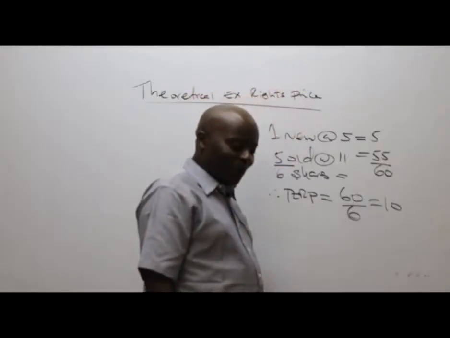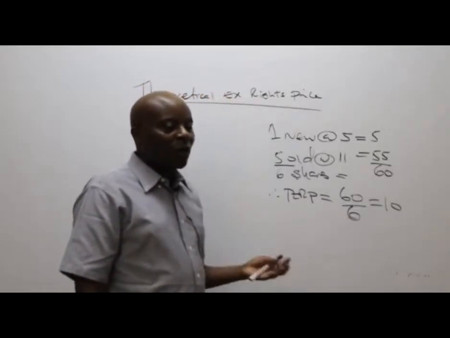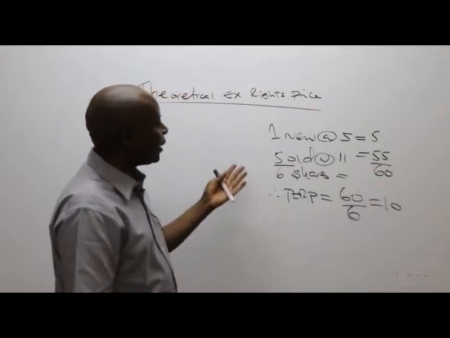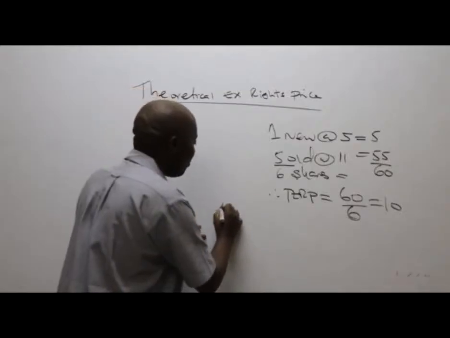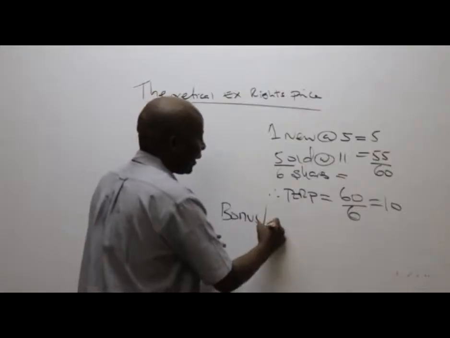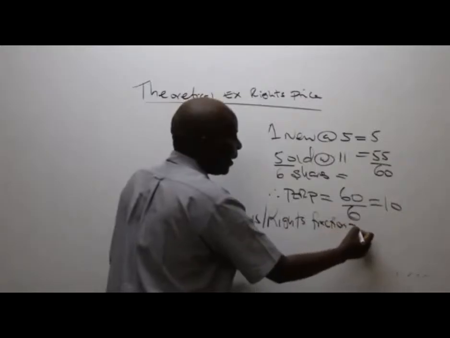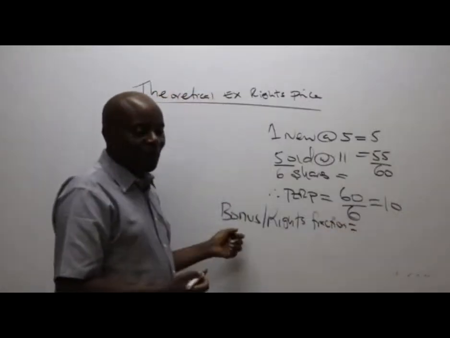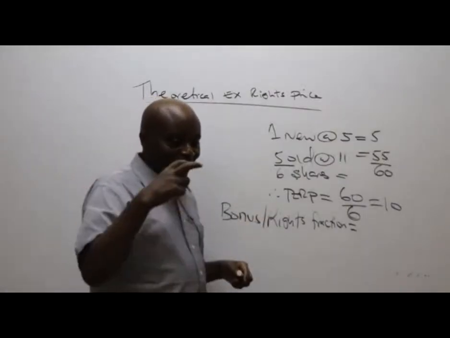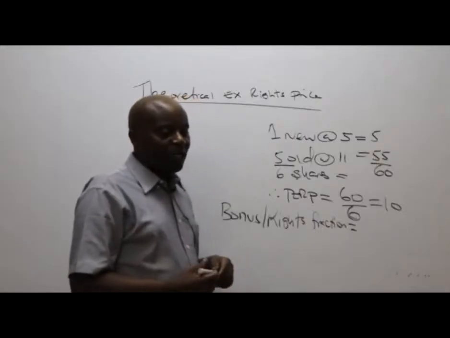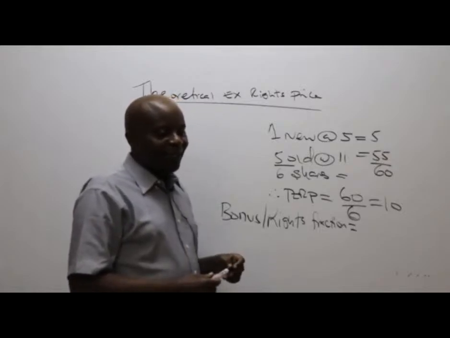That is so important to me. And then, ladies and gentlemen, once you have given me this theoretical X rights price, I know there is a very important fraction. This one we call the bonus, or even the rights fraction, that I'll be using in my EPS calculation. Is there somebody who can remind us the formula for the bonus stroke rights fraction?